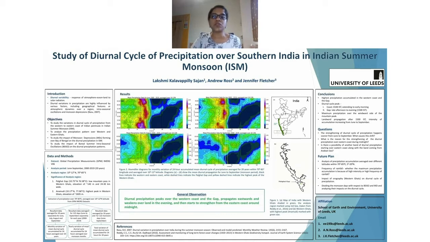The Indian summer monsoon brings a major part of the annual rainfall to the Indian subcontinent. Various studies have shown that the majority of rainfall occurs over the western coast. One of the main reasons for this is the presence of the Western Ghats, a long range of mountains having a length of about 1,600 kilometers in the north-south direction and an average elevation of 1,200 meters. So the diurnal cycle of precipitation during the monsoon is highly influenced by the Western Ghats.